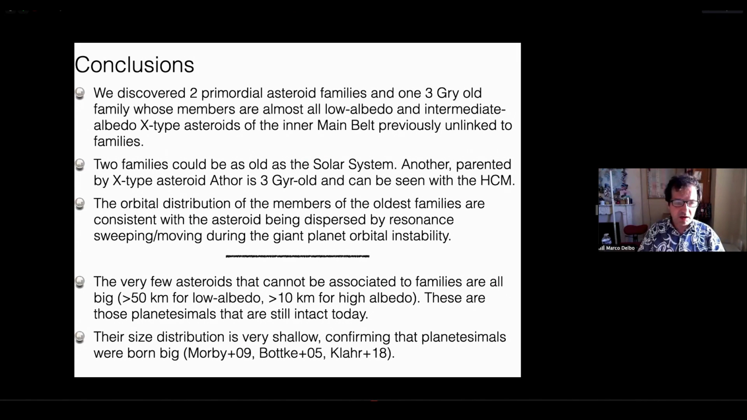So basically, these are the conclusions. I just leave it there, and I conclude by saying that this work shows that the planetesimals were essentially born big, with a diameter around 80 kilometers, and the smaller asteroids essentially are all collisional products. And I take questions if there are any.